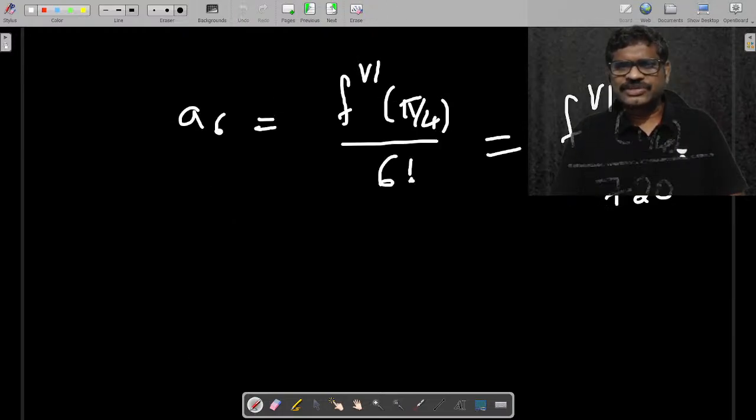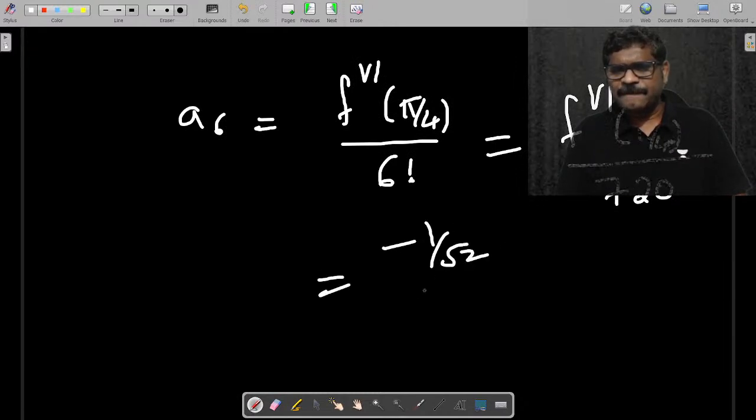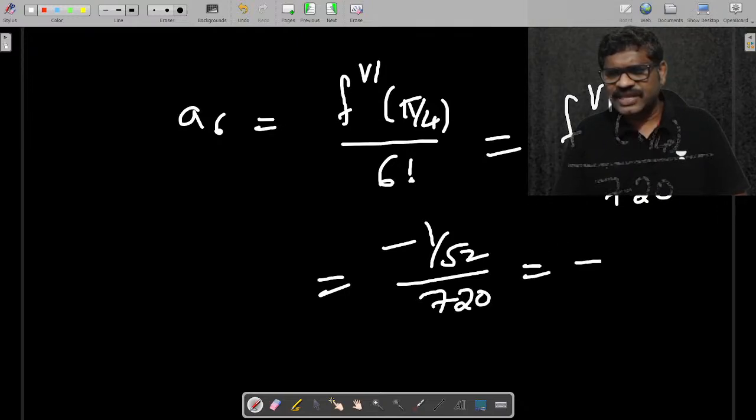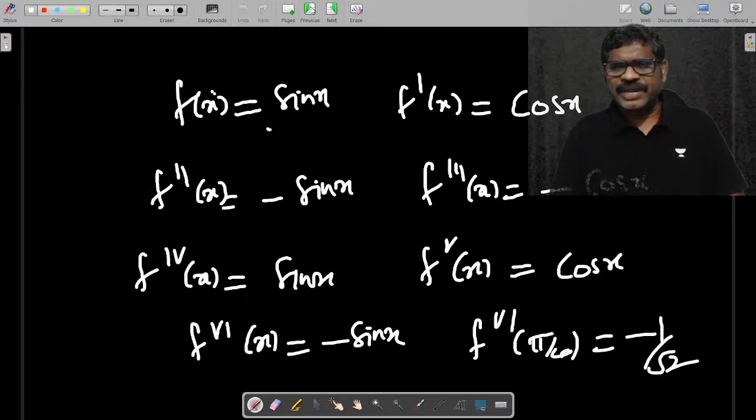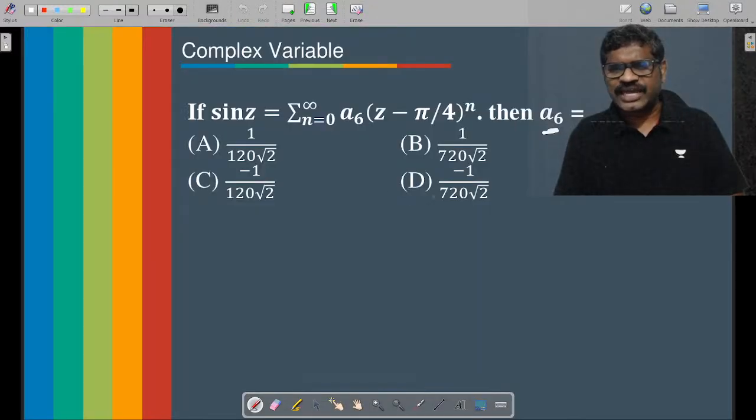Now if you substitute here minus 1 by root 2, you will get minus 1 by root 2 by 720. That is minus 1 by 720 root 2. Minus 1 by 720 root 2 is the correct answer. Last option.